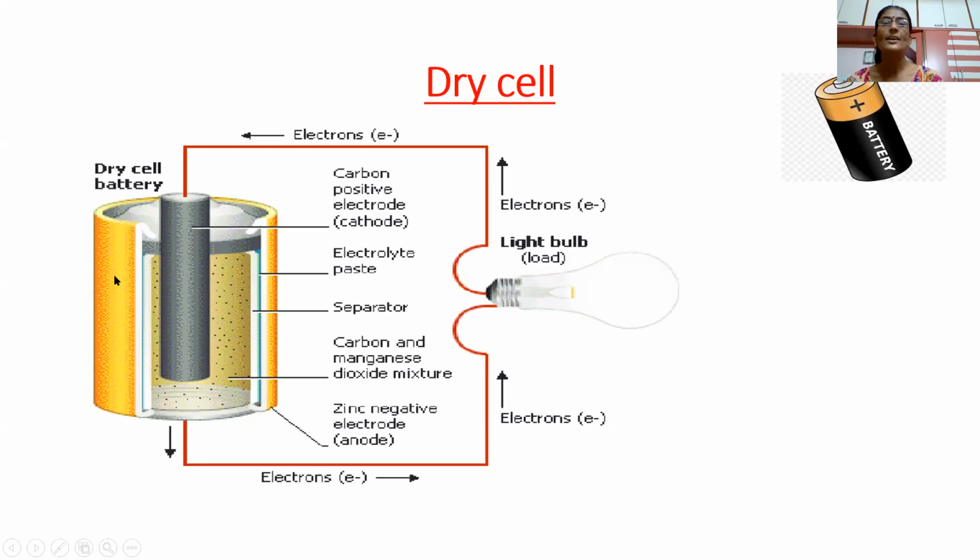Now, as the zinc rod is the anode, it is the source of electrons. So electrons will move this way, and through the copper wire they will flow and enter at the cathode. So from the anode, electrons leave the cell, and at this cathode, which is a graphite rod, they enter it, and this bulb will glow. This way the cell is working. Now what are the reactions taking place in this cell?